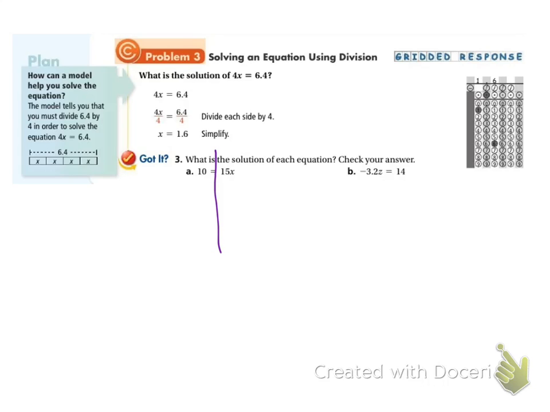I have 10 equals 15x. Right now, there's multiplication happening between that 15 and the x. It's 15 times x. The opposite of multiplication is division, so I'm going to divide by 15 on both sides. And that gives me x equal to the fraction 10 over 15. Or if I divide the top and the bottom by 5, I get x equals 2/3. We'll skip that guy.